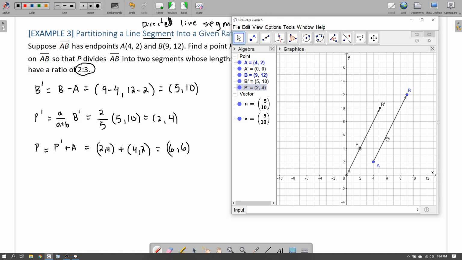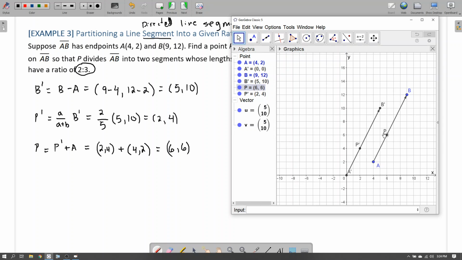Now to move back to our line over here, we just added a back to it. So p was equal to p prime plus a. And that shifts us back onto the segment that we wanted. And you can see the coordinates are right here.